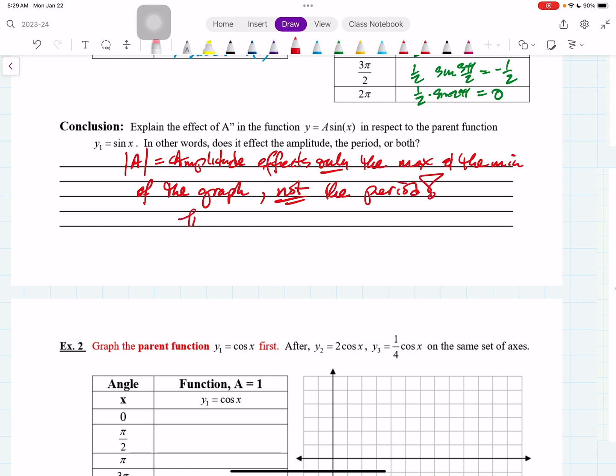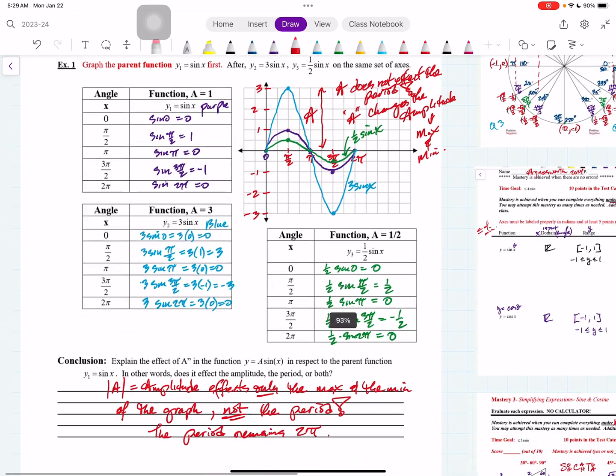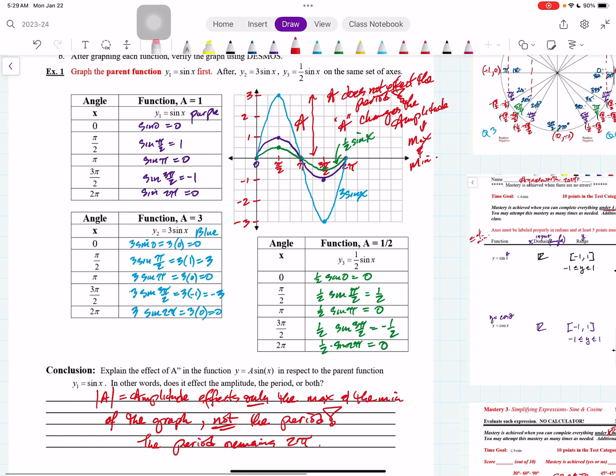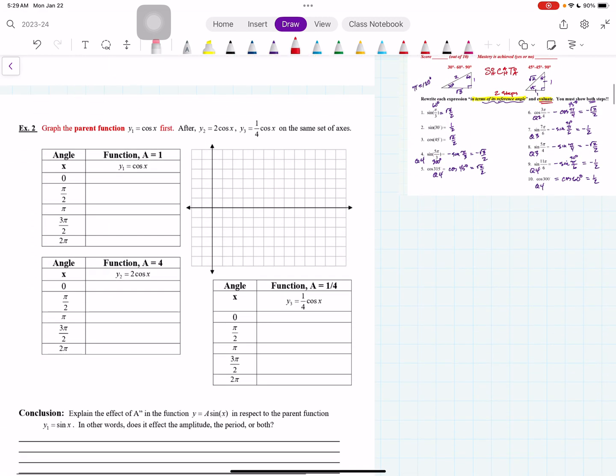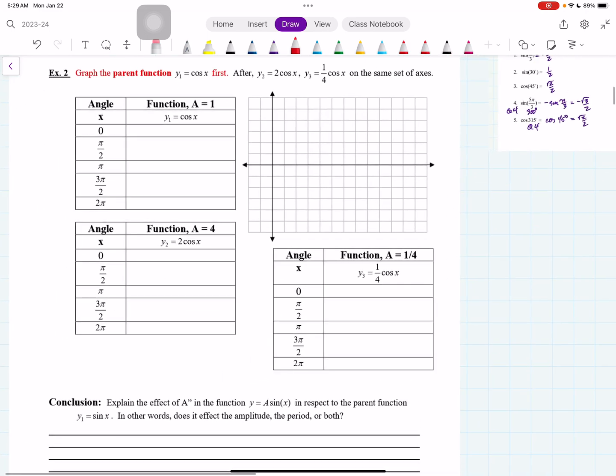The period remains 2 pi. Okay, there we go. And so what we want to do is, again, you just plot a bunch of points. You change one variable while keeping the other one the same to find the effects, and you just put in your basic skills, like graphing sine and cosine, and also evaluating a function at a bunch of points. All right, now let's take a look at cosine.